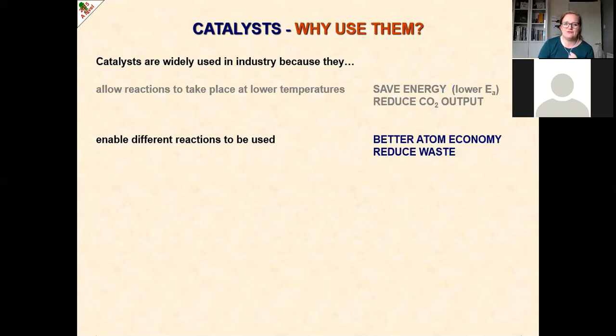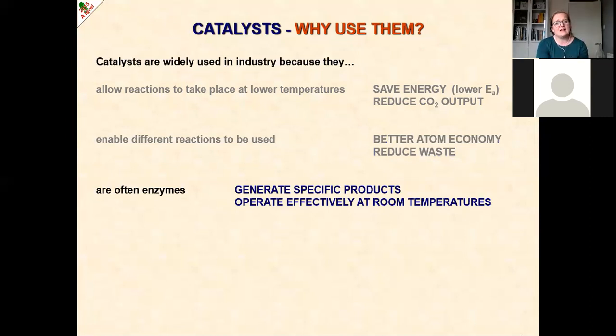They also enable different reactions to be used. So we often get better at atom economy, which we talked about weeks, probably months ago, really: atom economy, and yield, and how much we get from the reactants, how much we get from the products, how much is actually still there. We get better at atom economy using catalysts. We don't get as much waste using catalysts. So it helps there a lot as well.